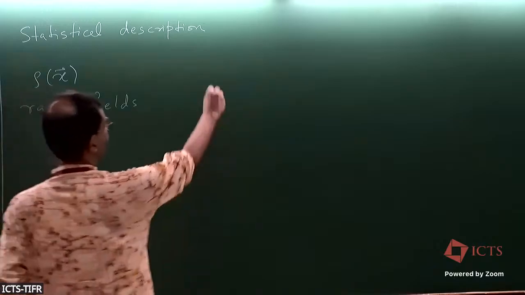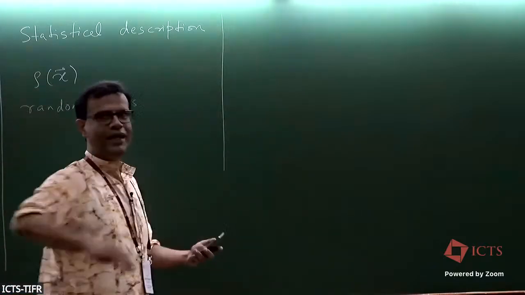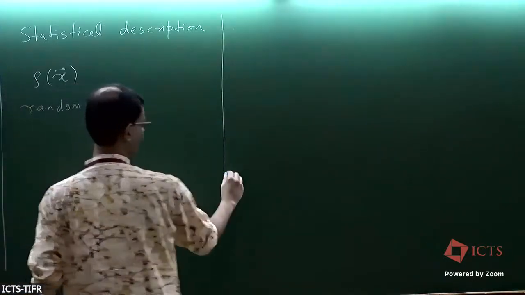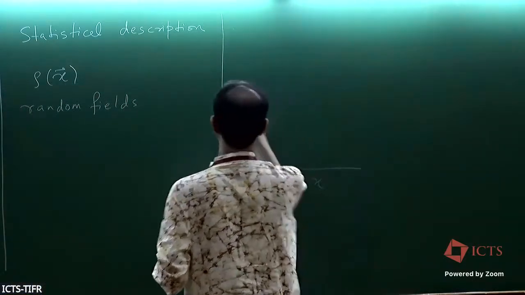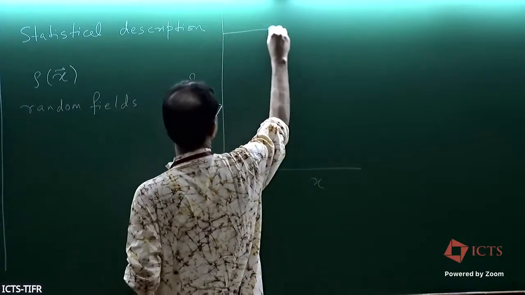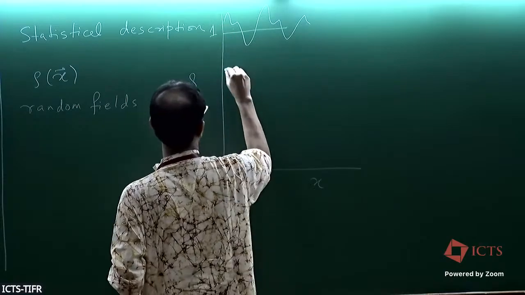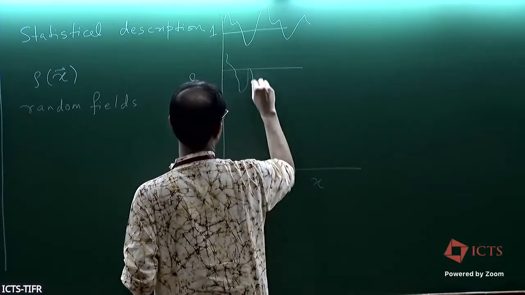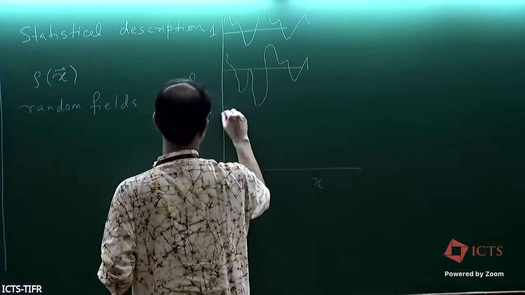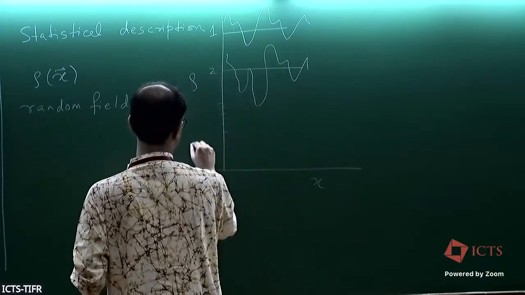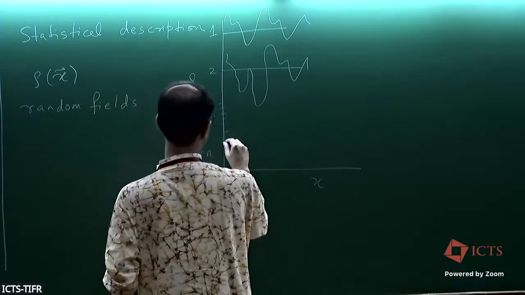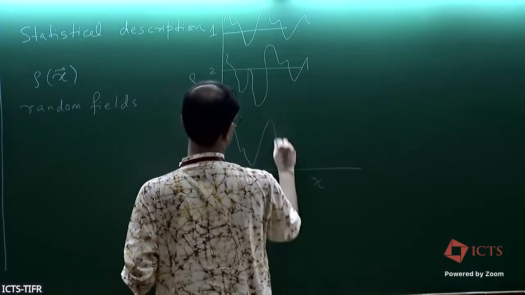So then the idea is that this rho x, the way we will characterize it is that we will imagine there are multiple realizations of our universe. So imagine this to be one spatial direction and this is rho. And for different realizations, it is different. So this is realization 1. This is some realization 2. And then there are many realizations, and let us say I have n realizations, and the final realization looks like this maybe.